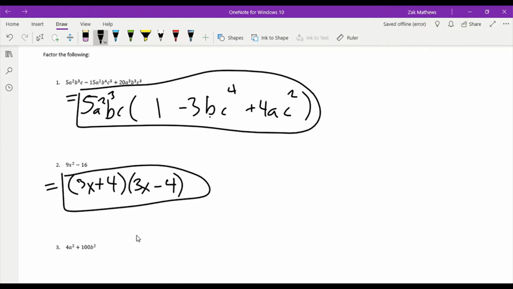So just a quick little multiplication: 3x times 3x, 9x squared. 3x times negative 4 is negative 12. 4 times 3x is a positive 12. That cancels out the x term. And then 4 times a negative 4 is a negative 16. So we have that right.